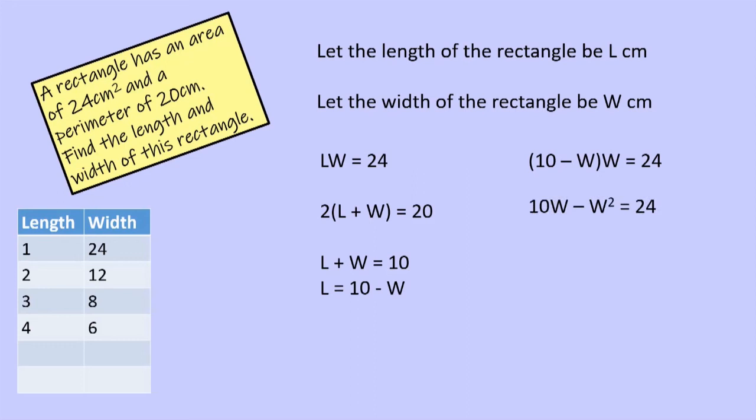So if I multiply out the brackets and then maybe rearrange that, you may recognize that this is a quadratic equation, and you may know how to solve a quadratic equation by factorizing or using the formula or completing the square. So if I solve this quadratic, I get W equals 4 or W equals 6. And because the width and the length are interchangeable, there's nothing to say the length has to be longer than the width. I'm going to say that one solution is the width is 4 and the length is 6.